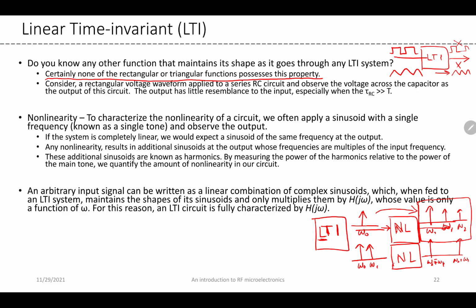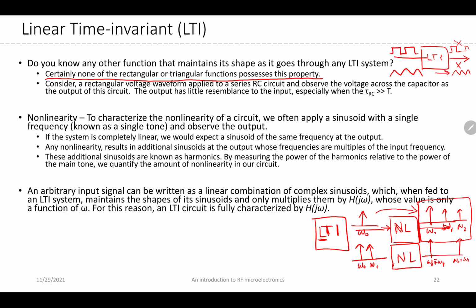If you provide a signal with a frequency omega naught, a linear system will have an output at omega naught as well. But a non-linear system will have outputs at multiple frequencies. So again, sinusoids can be used to characterize non-linear systems as well.